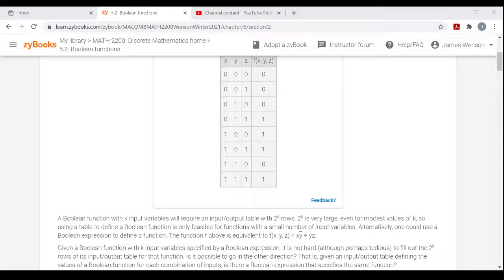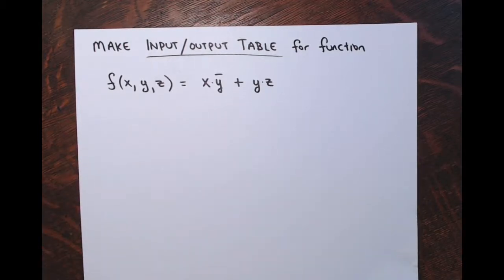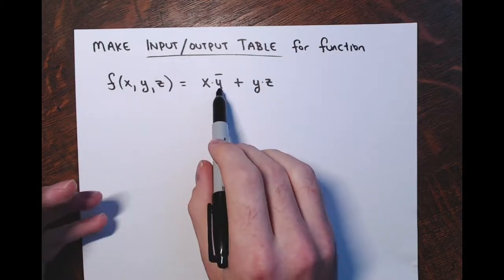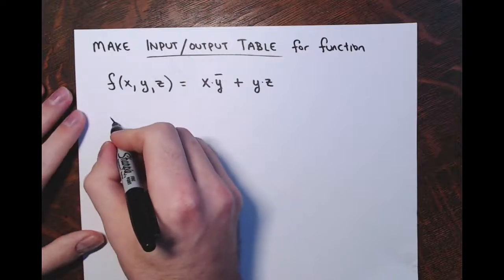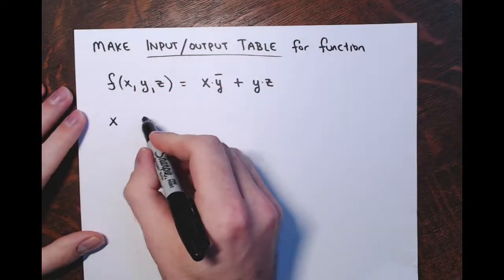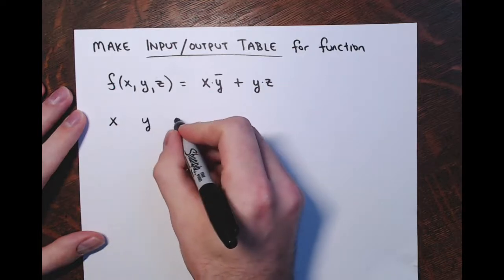Okay, so here's that expression that was mentioned in that example in the book. F of x, y, z equals x times y bar plus y times z bar. So if I'm making an input-output table, the Boolean variables that show up here are x, y, and z.